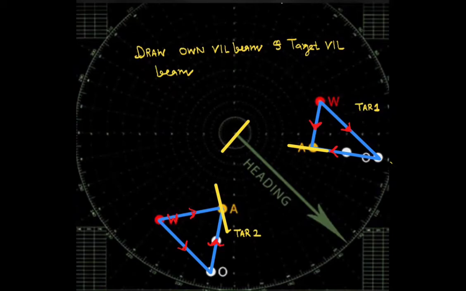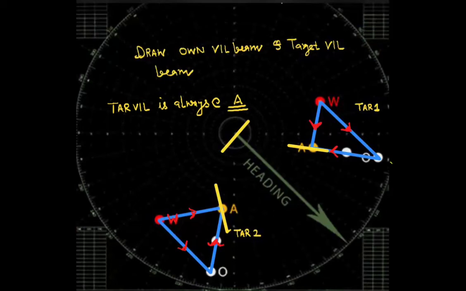Once I have established WA, now remember that your target vessel is always at A, right? So when you are drawing the beam, just see WA, and roughly you can make a beam according to that. So WA, if it is going in that direction, the beam will be somewhere here. I have drawn the beam.